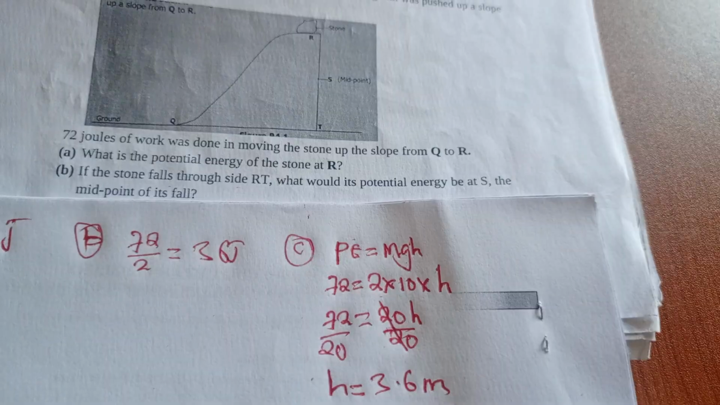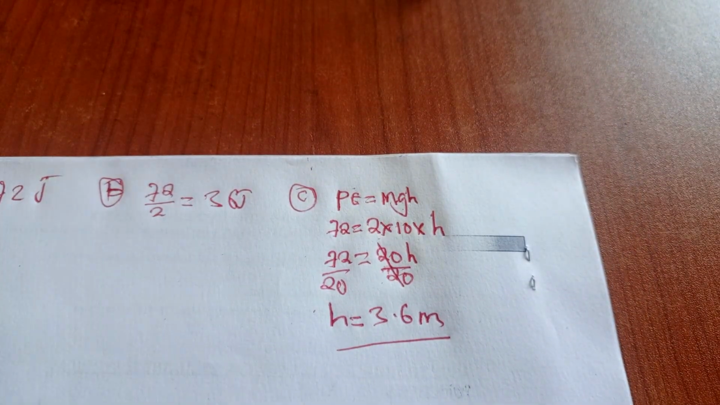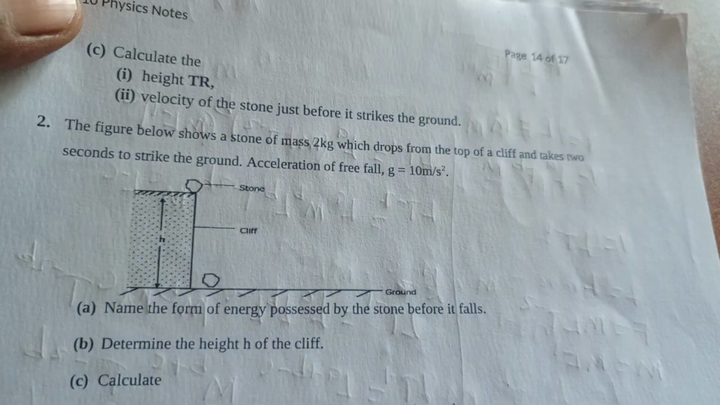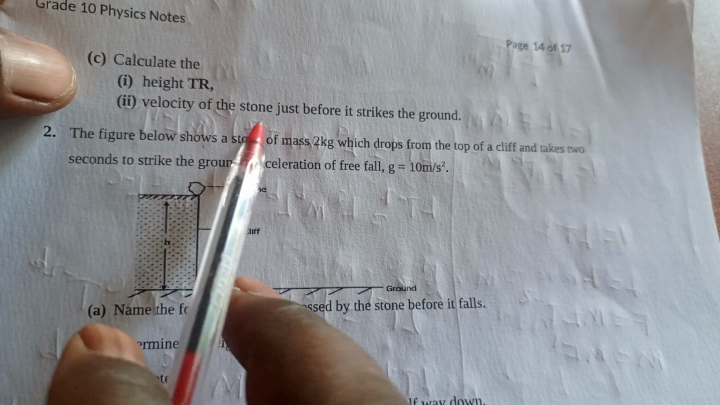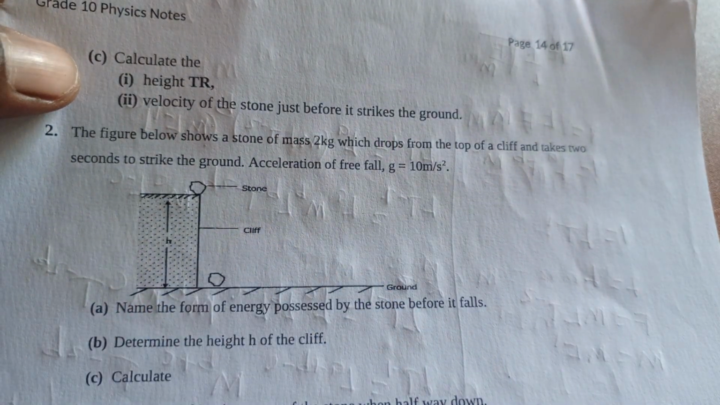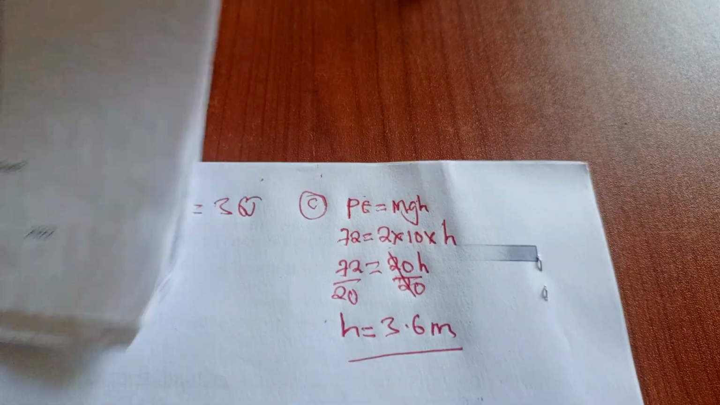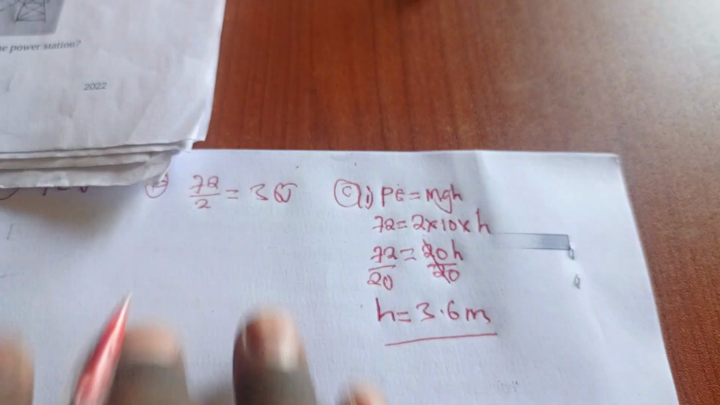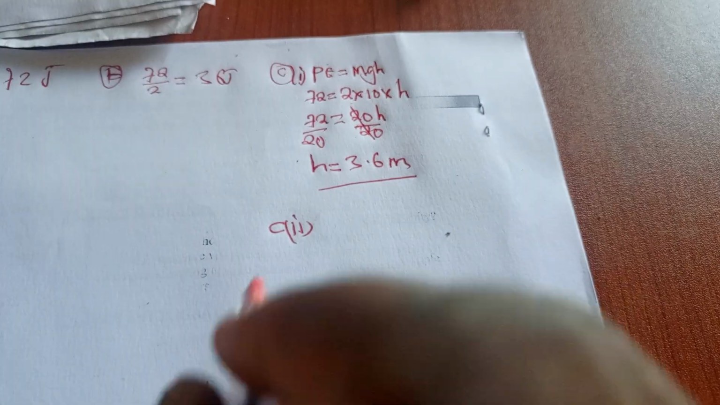Then I'll move to the next question, question C2. It says, find the velocity of the stone just before it strikes the ground. So they want us to find the velocity.